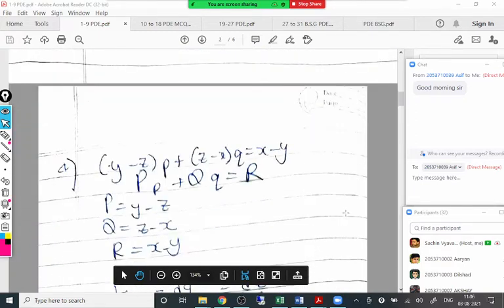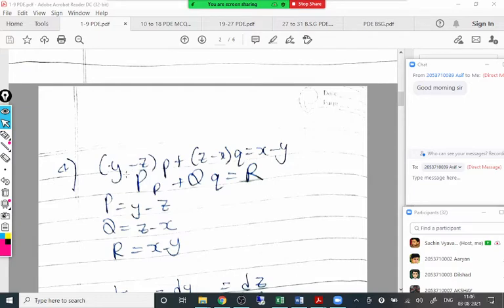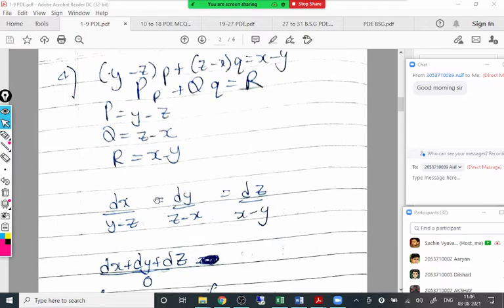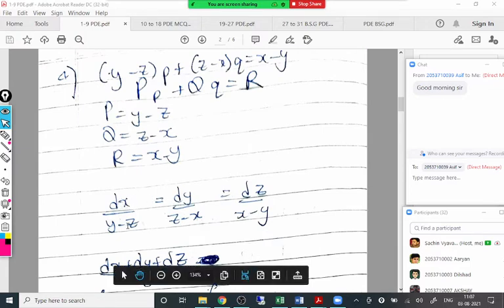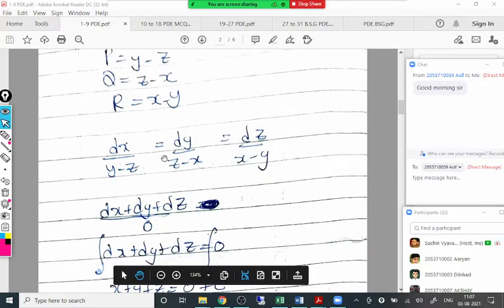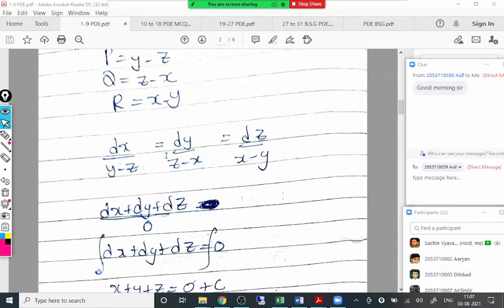Question number 4: what is the solution for this differential equation? First, the identification is important. It is of the form Pp + Qq = R. This is known as Lagrange's form. In Lagrange's form, we get a solution by the Lagrange's auxiliary equation: dx/P = dy/Q = dz/R. To get a solution, we first require two solutions from this auxiliary equation, and using them we can write the solution for the differential equation.